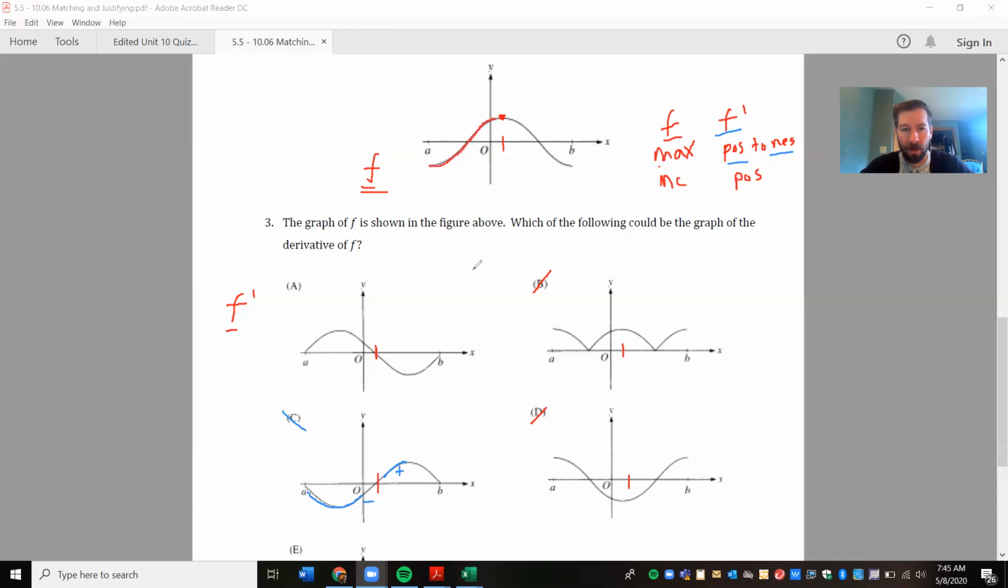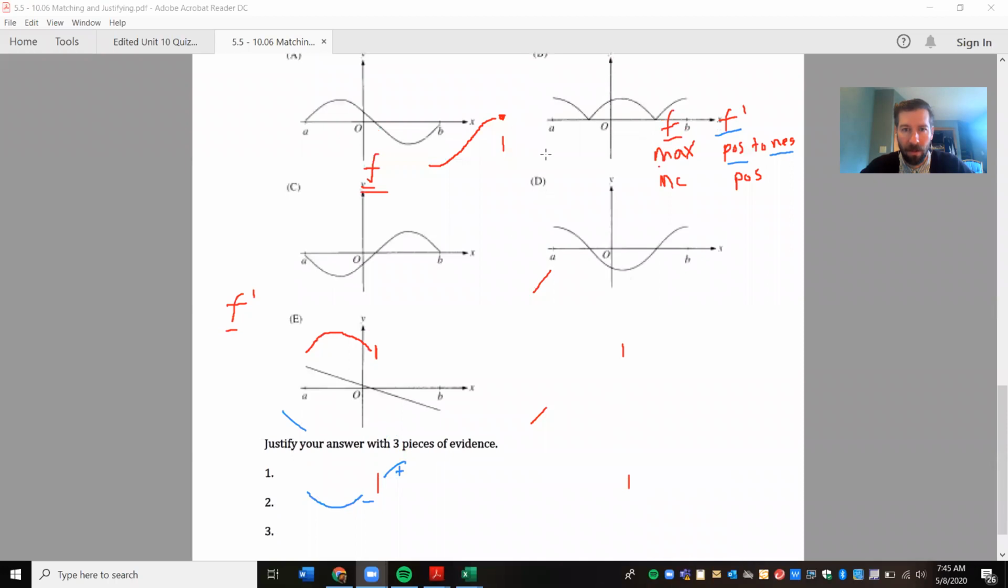So I'm looking for F prime graphs that start above the x-axis that entire time. So it's got to be above the x-axis that entire time. Well, it looks like F prime is here. So that's good. That's all above the x-axis. And if I scroll down to E, let's see if that first part is above the x-axis as well. It is. All right, so we can't cross off E yet.